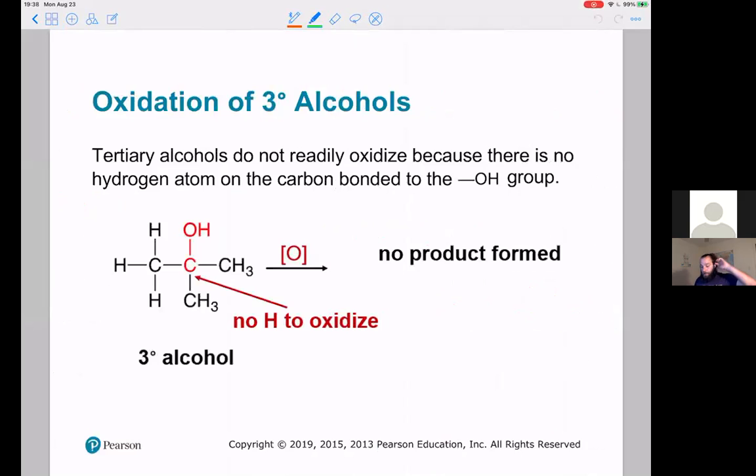So then if we have tertiary alcohols, these cannot be oxidized at all, right? Because we'd have to break one of these carbon-carbon bonds in order to form a double bond here. And that's just not what oxidation is. You can break carbon-hydrogen bonds, but you can't break carbon-carbon bonds when you're oxidizing. So this would be no product formation.